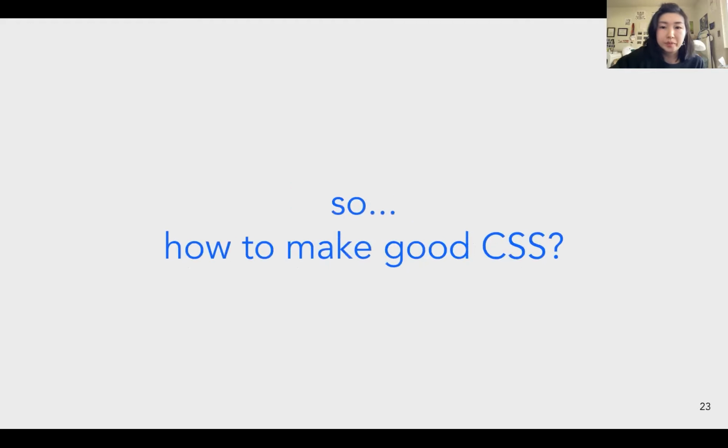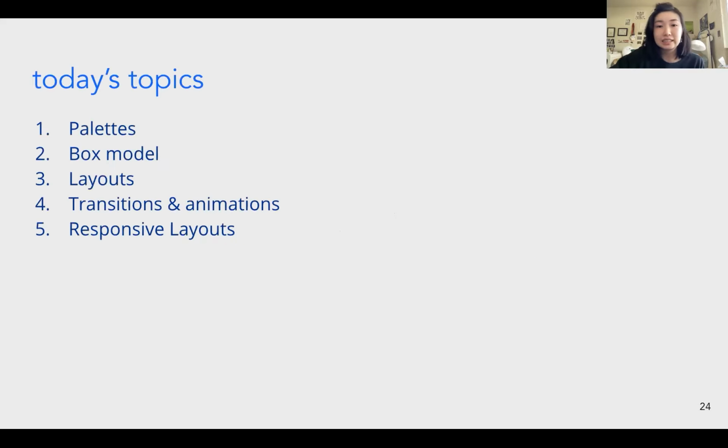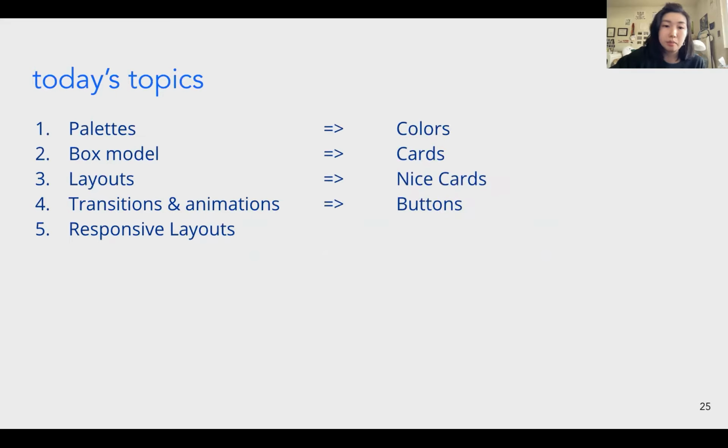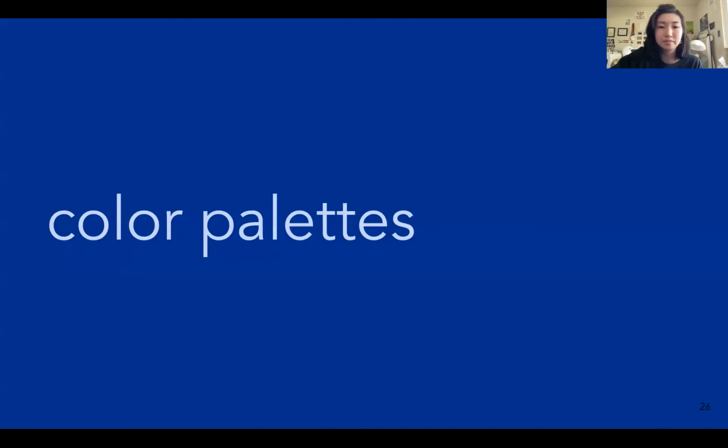So now, important question, how do we make good CSS? Today we'll be talking about palettes and then reviewing things like the box model, talking more about layouts, and then covering some transitions and animations to make your websites pop. And then finally covering responsive layouts so that your websites can be scalable to different device sizes. So first of all, color palettes.